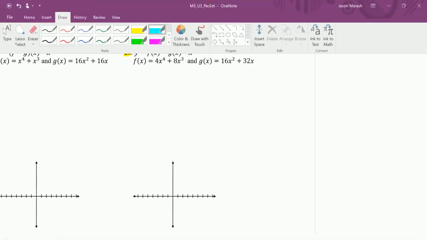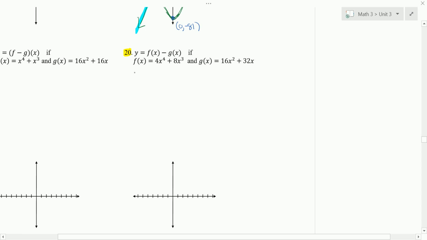Next, let's look at 20. We want y equals f of x, which is 4x to the 4th plus 8x cubed, minus g of x, which is 16x squared plus 32x. Make sure you put that second piece in parentheses because we need to distribute the negative. And we get y equals 4x to the 4th plus 8x to the 3rd minus 16x squared minus 32x.